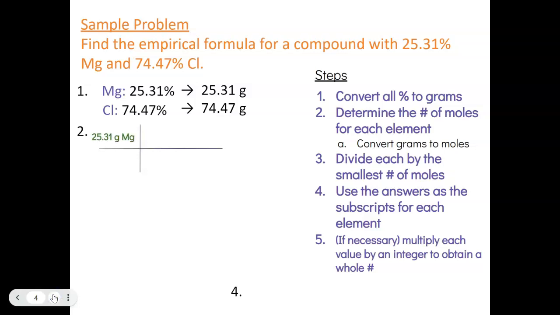Remember, when we do a mole conversion, or grams to moles, we always start with what we know. So we're starting with 25.31 grams of magnesium. We want to eliminate grams, and we want to be left with moles. When we're doing these, the unit we want to eliminate always goes on the bottom, and the unit we want to keep always goes on the top. So we'll have mole on the top, gram on the bottom, and the 1 will always go with the mole. So we're going to have a 1 mole on top.